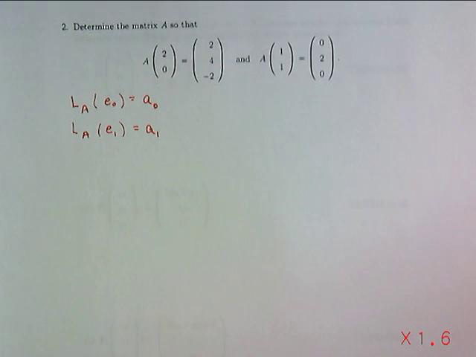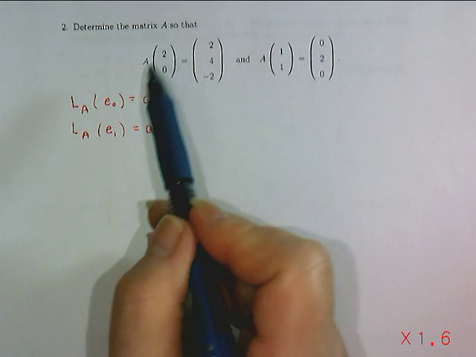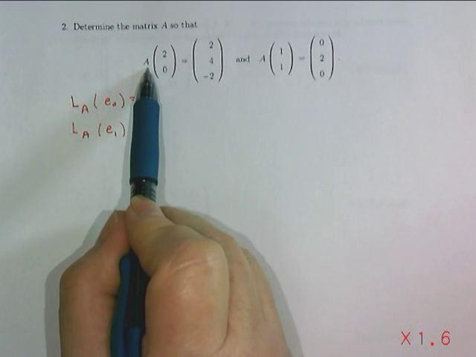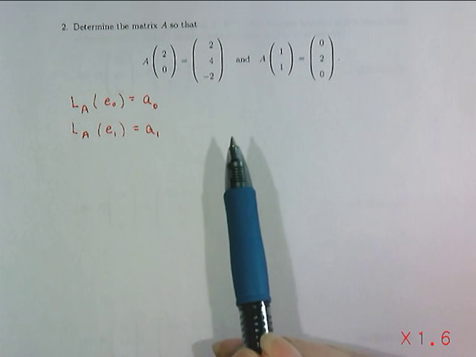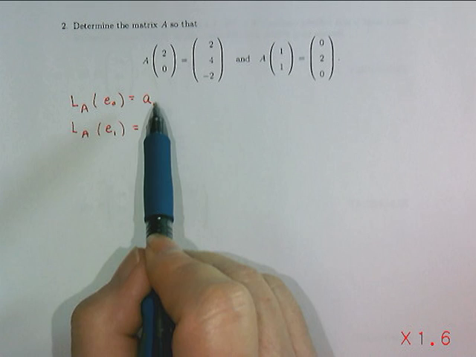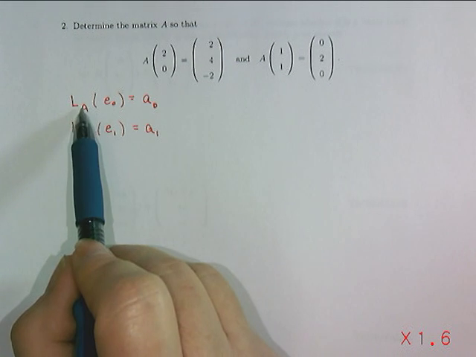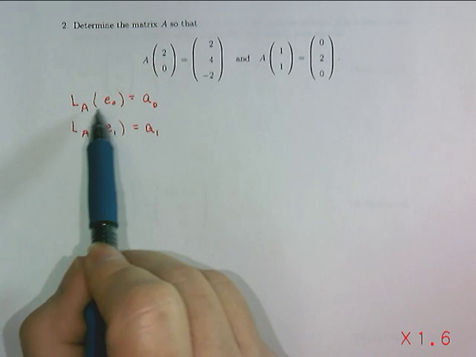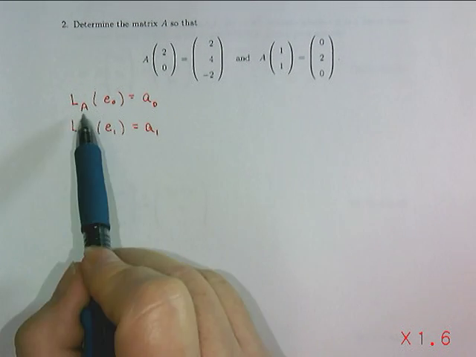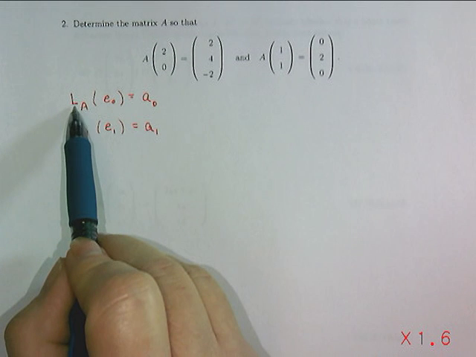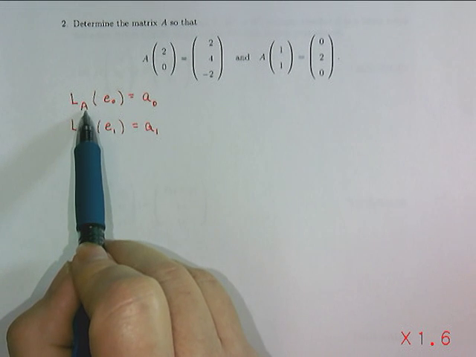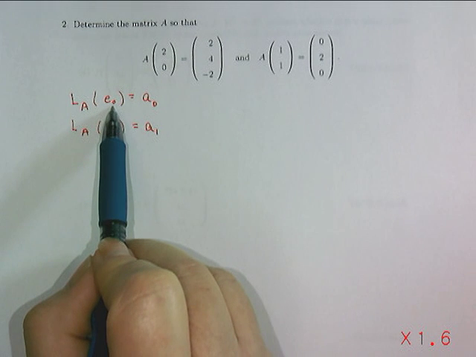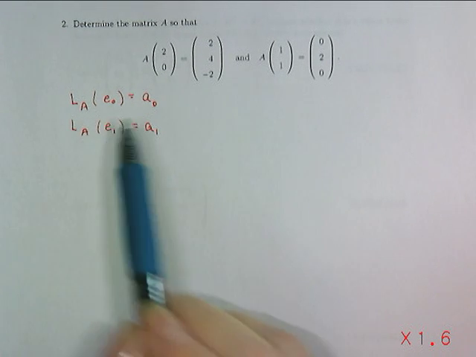Now, we know that this matrix A corresponds to a linear transformation. We also know that the columns of A are the results of evaluating that linear transformation at unit basis vectors. So what I need to do is figure out how the corresponding linear transformation transforms the first unit basis vector and the second unit basis vector.